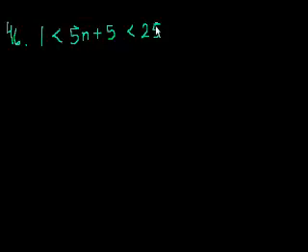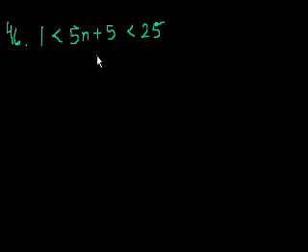46. How many integers n are there such that 1 is less than 5n plus 5, which is less than 25? Okay, so they say how many integers n are there? So that 5n plus 5. So they didn't say positive integers, right? So that's an interesting thing to keep in mind.